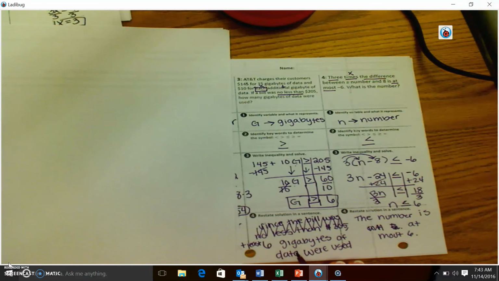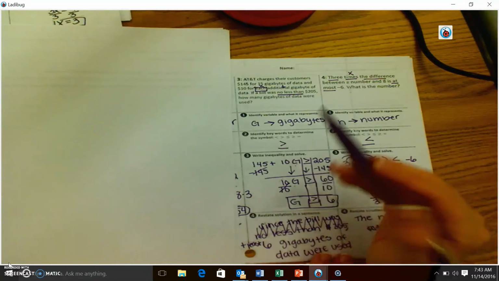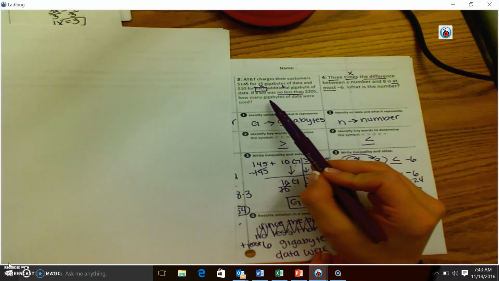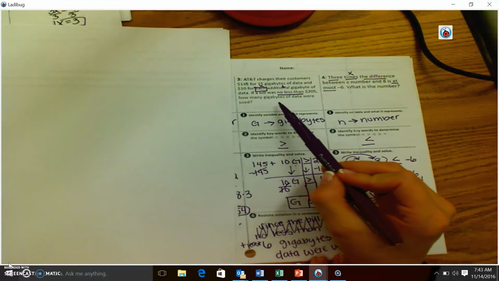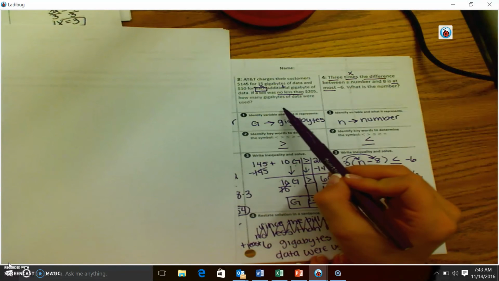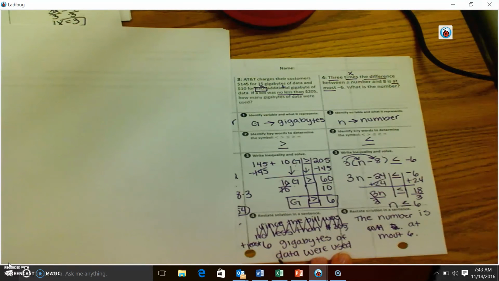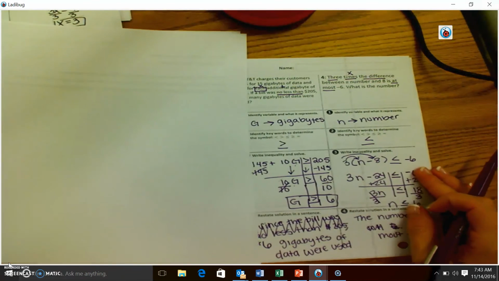So now, step 4 is we need to restate the solution. Remember, we go back up to the question and answer it. So it says how many gigabytes of data were used. And I wrote at least 6 gigabytes of data were used. How did we do? Awesome, yay! All right, let's go to number 4.